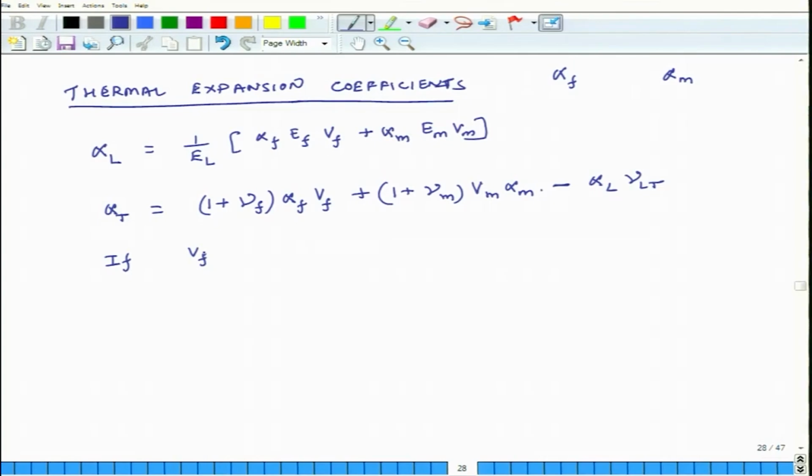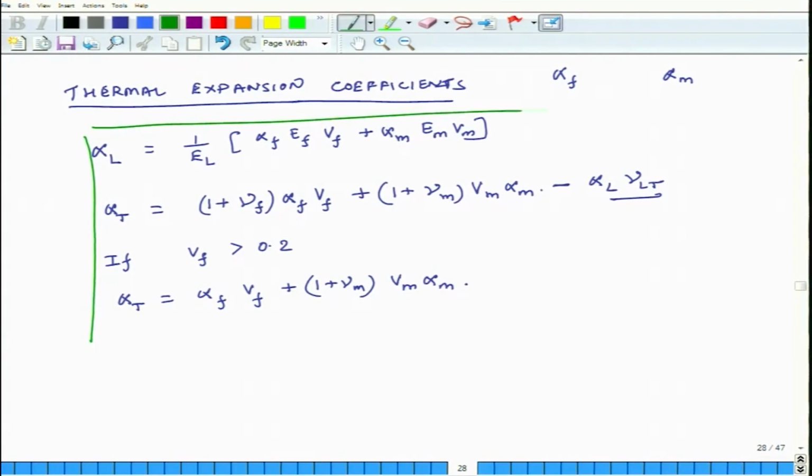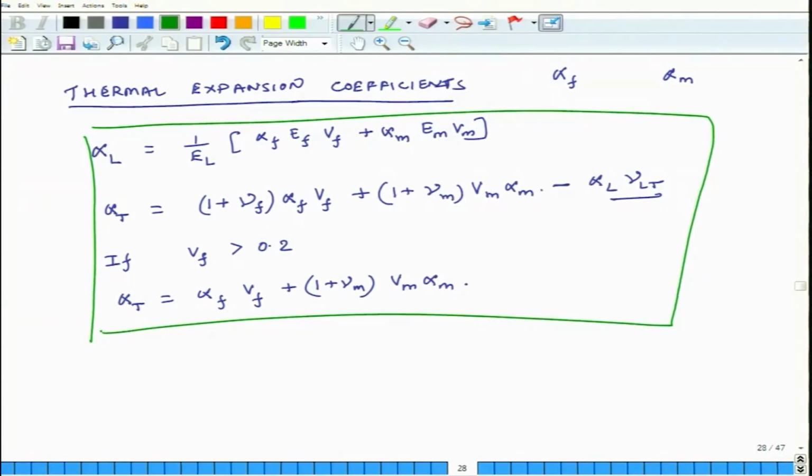And if the volume fraction of the fiber is very large, and specifically if it is larger than 0.2, then I can rewrite the expression for alpha t as something like this: alpha f Vf plus (1 plus nu m) Vm alpha m. The impact of Poisson's ratio nu LT becomes negligible. So, these are the relations for thermal expansion coefficients.